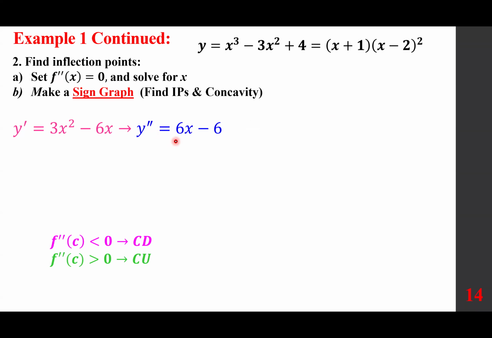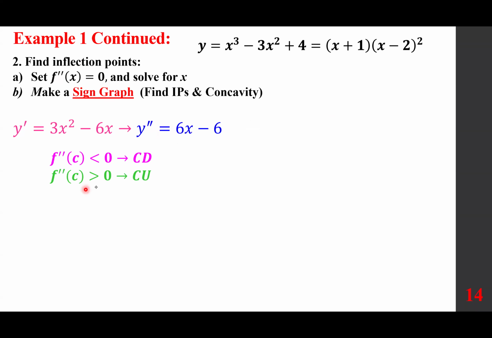And again, when f double prime is negative, it's concave down. When it's positive, it's concave up. I'm reminding you of that. And so we are going to set this equal to 0. X becomes 1.